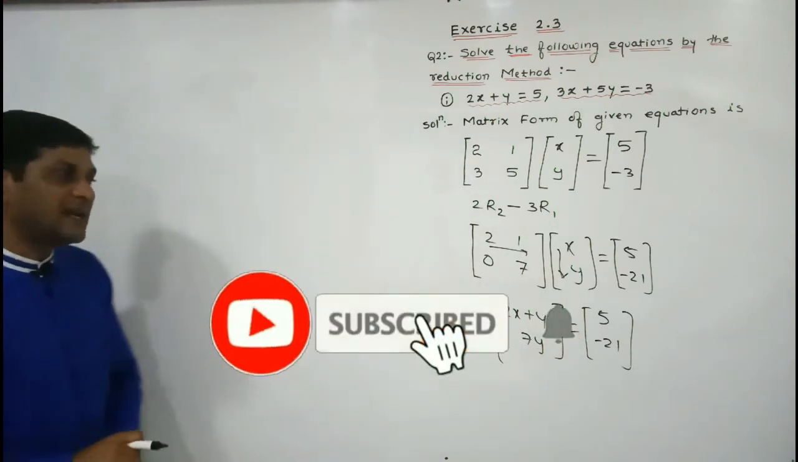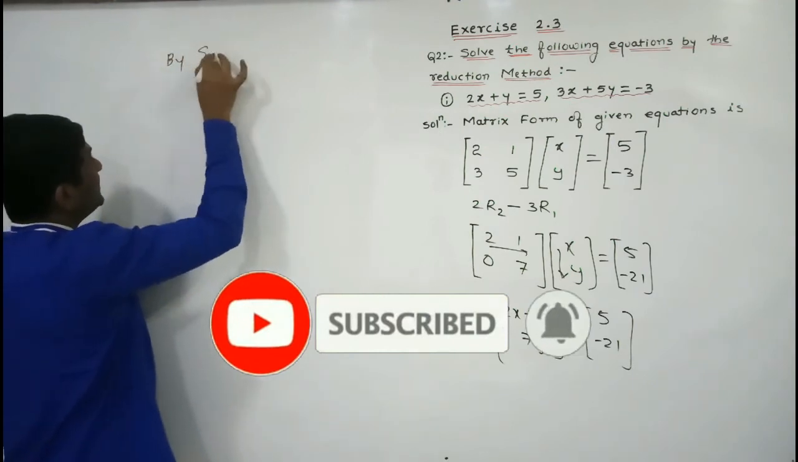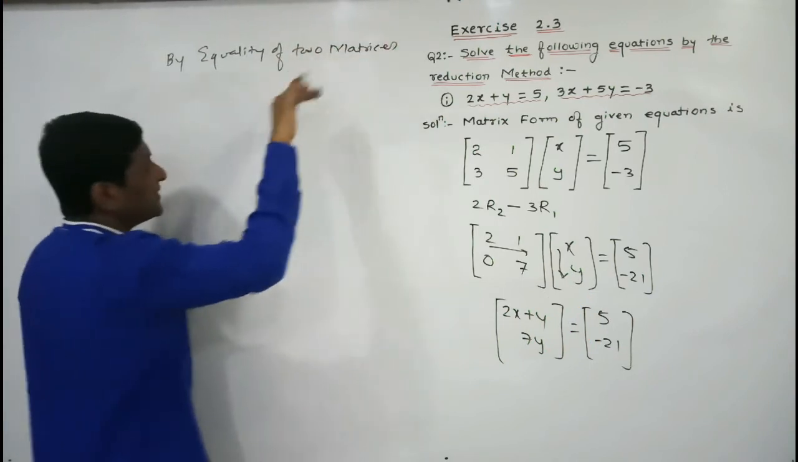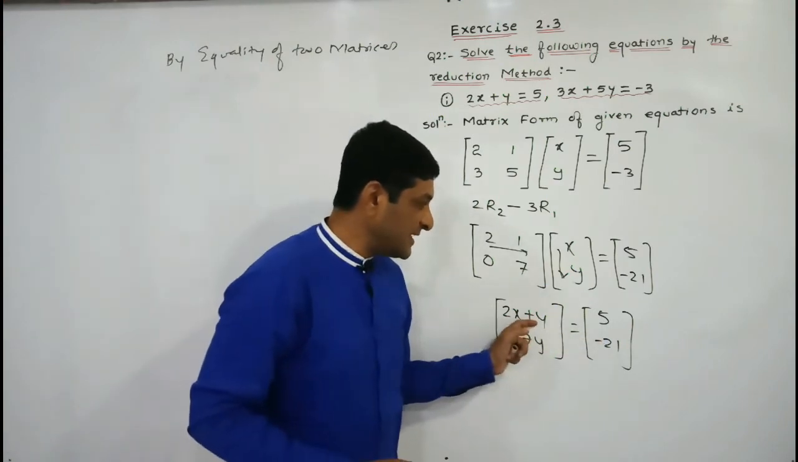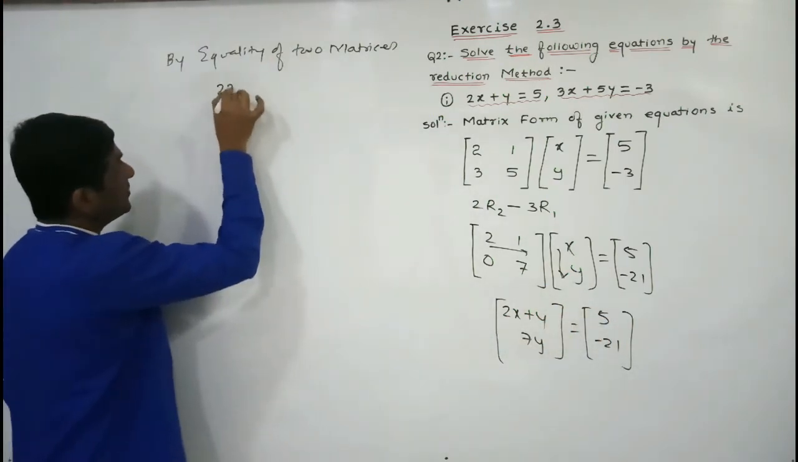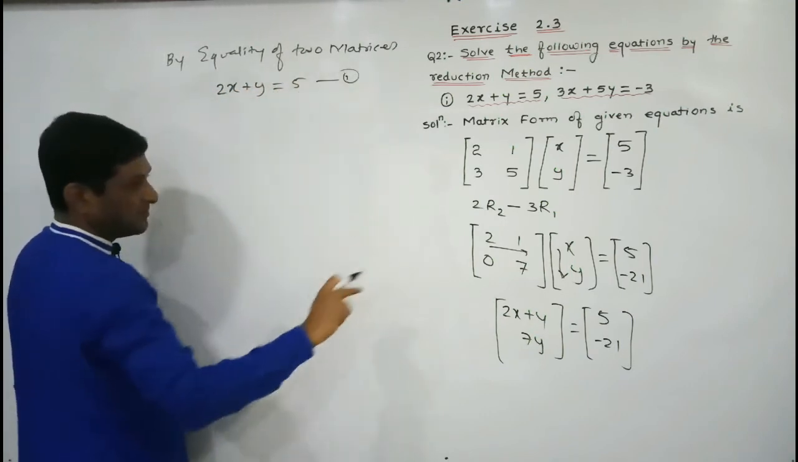Since the matrices are equal, we are able to apply the definition of equality of two matrices. What does the definition of equality of two matrices say? That if two matrices are equal, then corresponding elements are also equal, which means 2x plus y is equal to 5. Let us denote it by equation number first.